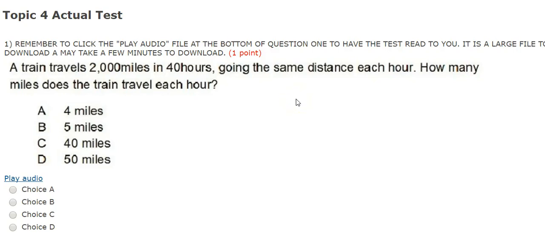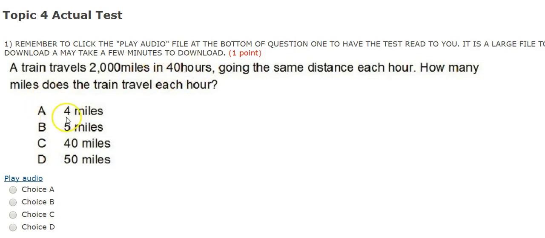Topic 4, actual tests. Question number 1. A train travels 2,000 miles in 40 hours, going the same distance each hour. How many miles does the train travel each hour? So it goes a distance of 2,000 miles in 40 hours. How many miles does it travel in each of those 40 hours?